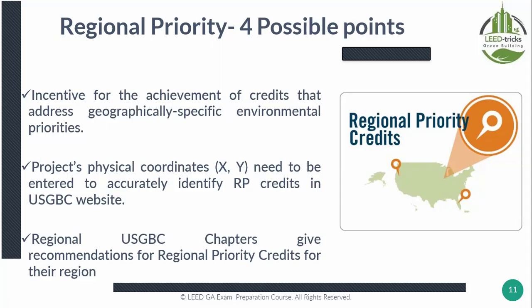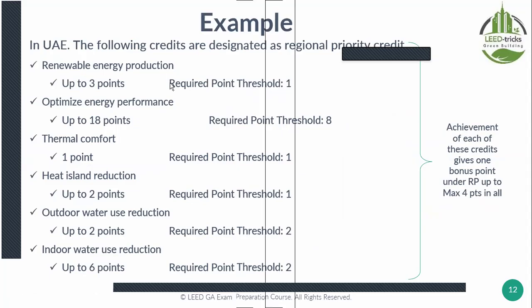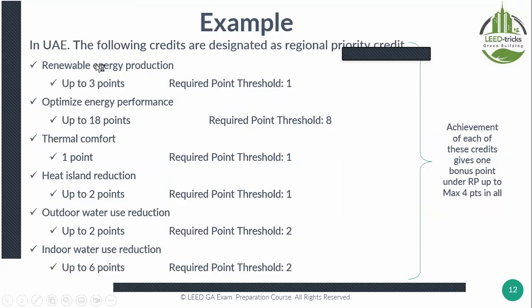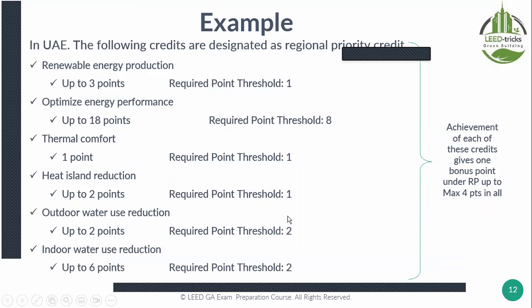When you work on these credits, you will get a bonus of up to 4 points. And they give you a list of the credits that can be useful for your project. Like here in UAE, for example, they give you a list: renewable energy, optimize energy performance, thermal comfort, heat island, outdoor water use, indoor water use. When you enter the United Arab Emirates, all of these are regional priority. Everyone has 1 point, meaning 6 points, and some they put 2. So 1, 2, 3, 4, 5, 6, 7 points here.